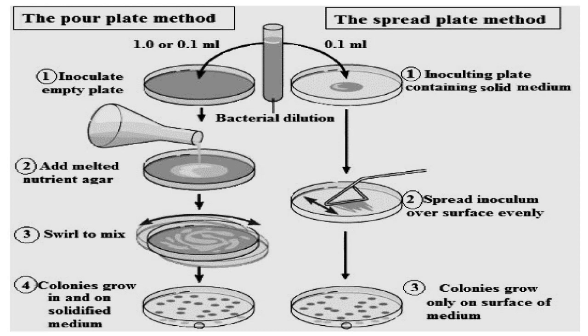As we showed, the spread method is initiated by inoculating solid media with 0.1 milliliters of bacterial dilution, then spreading the inoculum over the solid media evenly, to allow bacterial colonies to grow only on the media surface, while the pour plate method is initiated by inoculating 1 milliliter, or 0.1 milliliters, of bacterial dilutions in an empty plate, then adding melted nutrient agar above the inoculum and swirling to mix, to allow bacterial colonies to grow in and on the solidified media.